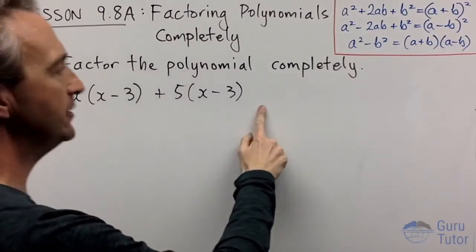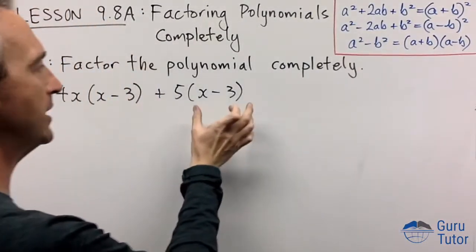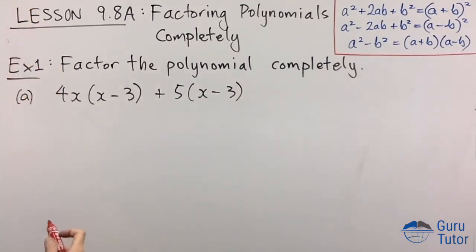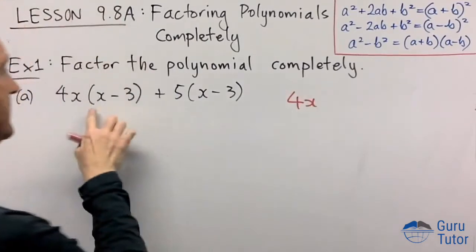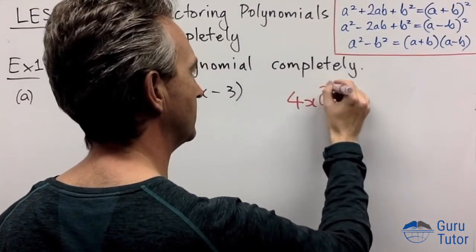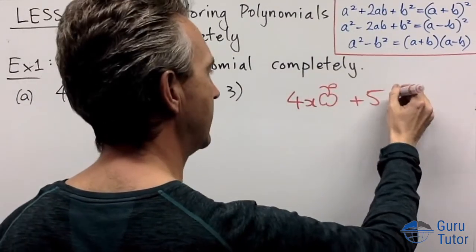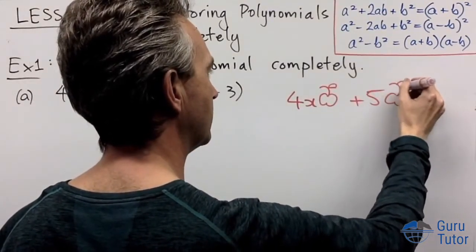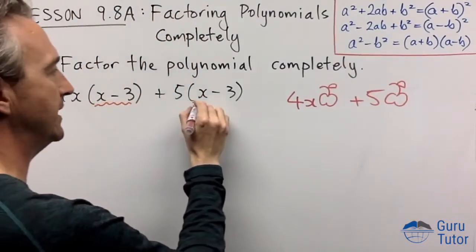Factoring this, what we have here is a new technique. And whenever you see two sets of brackets like this, I want you to think of this question like this: 4x, and instead of x minus 3, why don't I just make apple, plus 5 apple. Right, because these are the same, aren't they? We've got x minus 3, x minus 3.